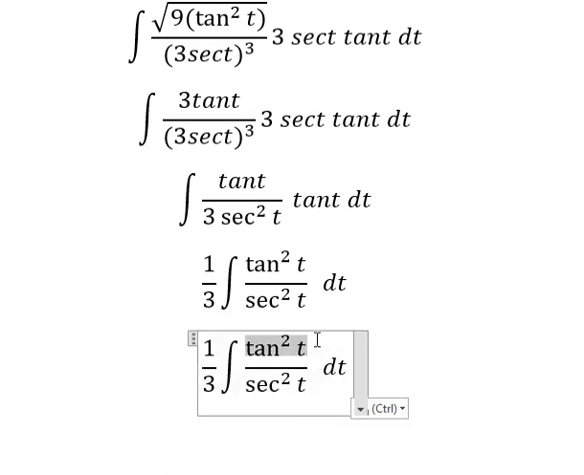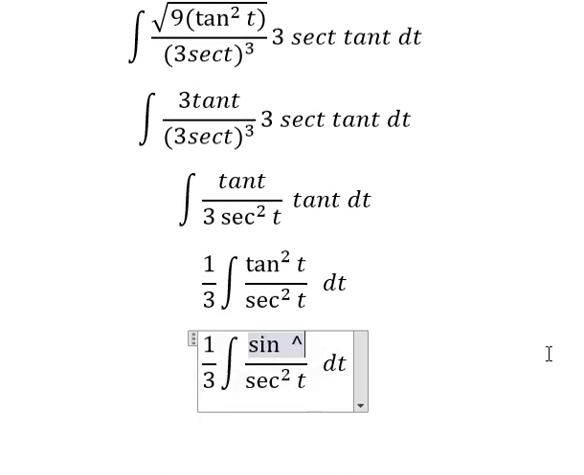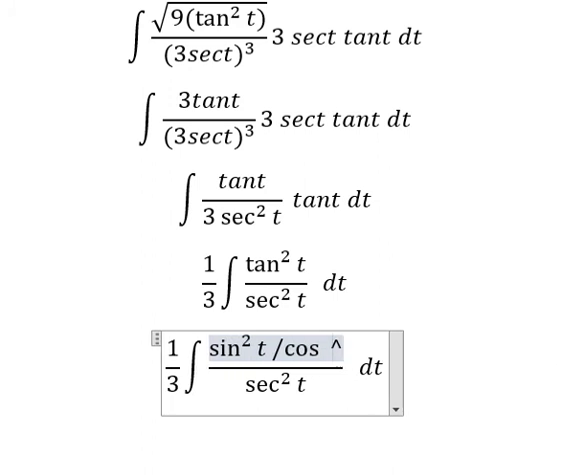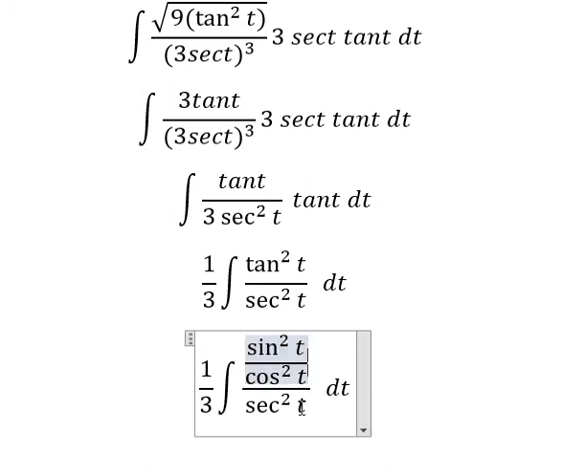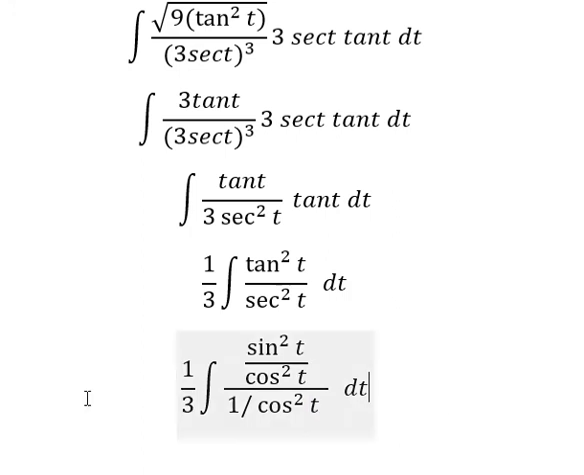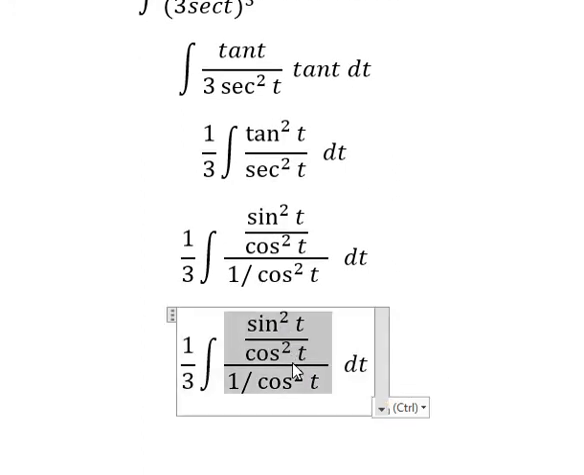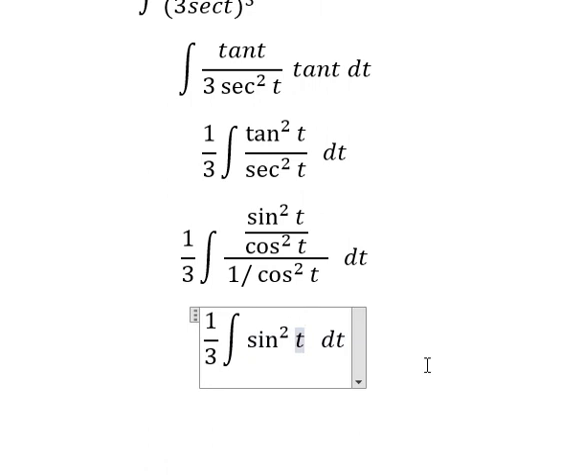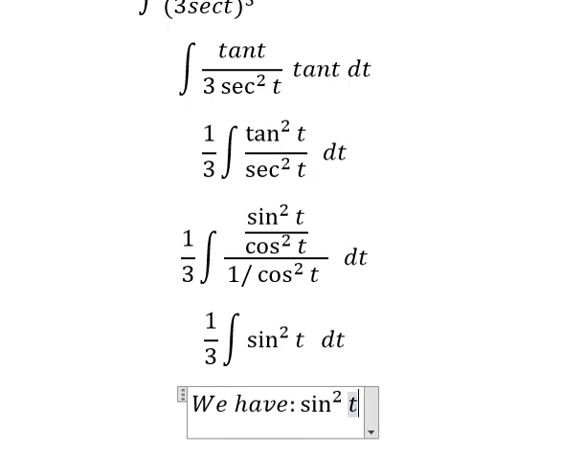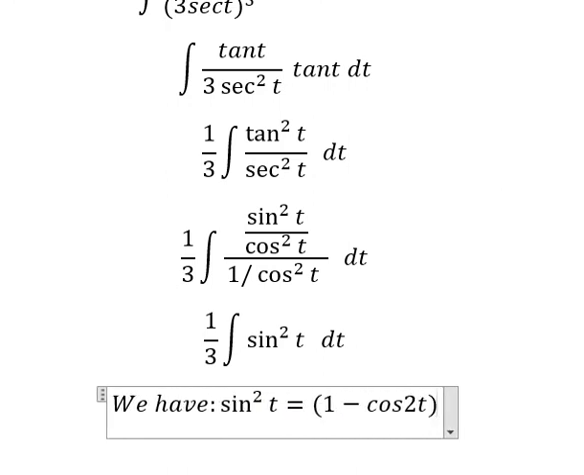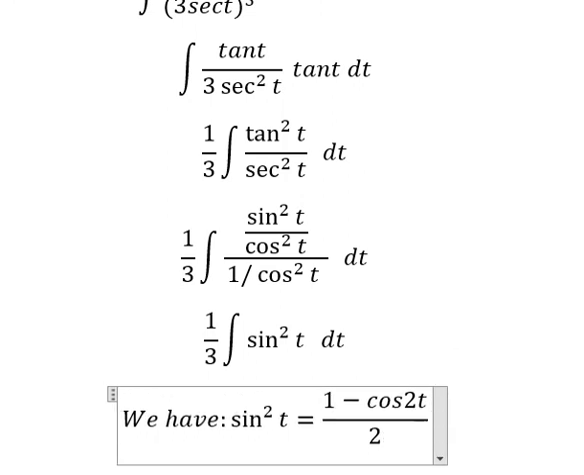Tan t squared we change by sin t squared over cosine t squared. This one we have 1 over cosine t squared. And now we need to simplify, and we have sin t squared. So we have the formula in here. Sin t squared equals 1 minus cosine 2t over 2.